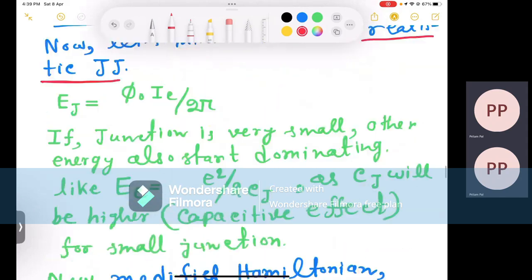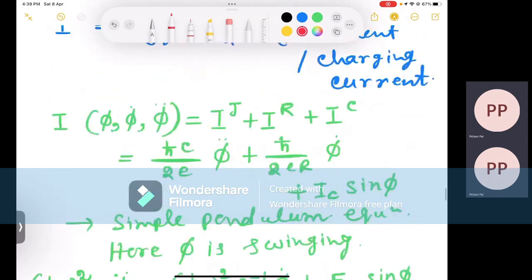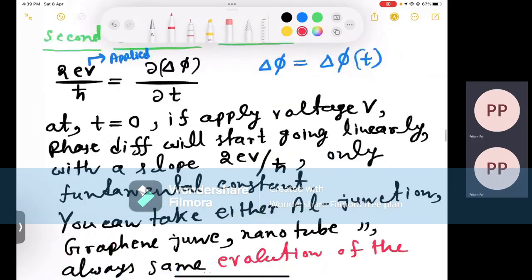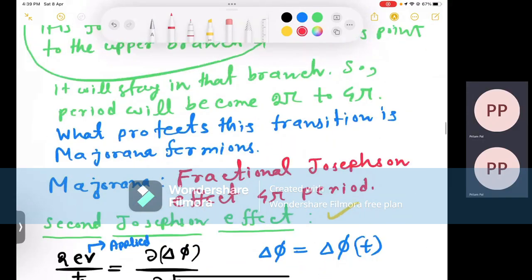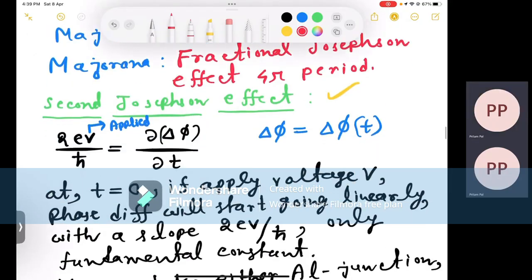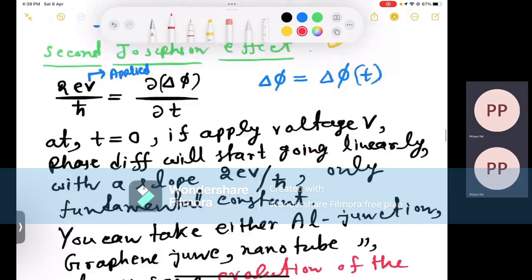So I'll just quickly discuss the AC Josephson effect. That is very important, and also please listen carefully because some of the questions can be related to this effect. If you understand this concept, you will be able to easily solve some of the assignment problems, and the future problems as well, related to this Josephson junction.